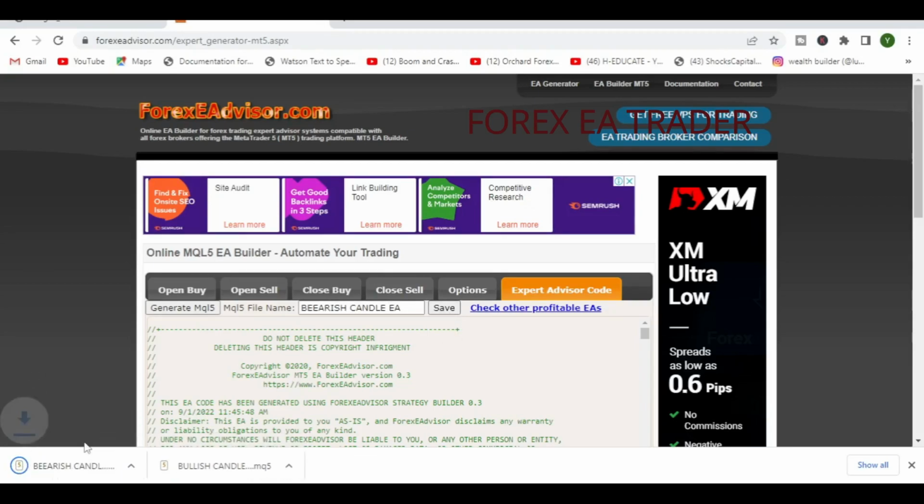Then we do that. Then you take this source code and you put it in your MetaTrader 5, because this is MQ5. If you had used it for MetaTrader 4, it would be MQ4, but anyway. And if you don't know what to do with the source code, I have definitely shown you how to do that on this channel.